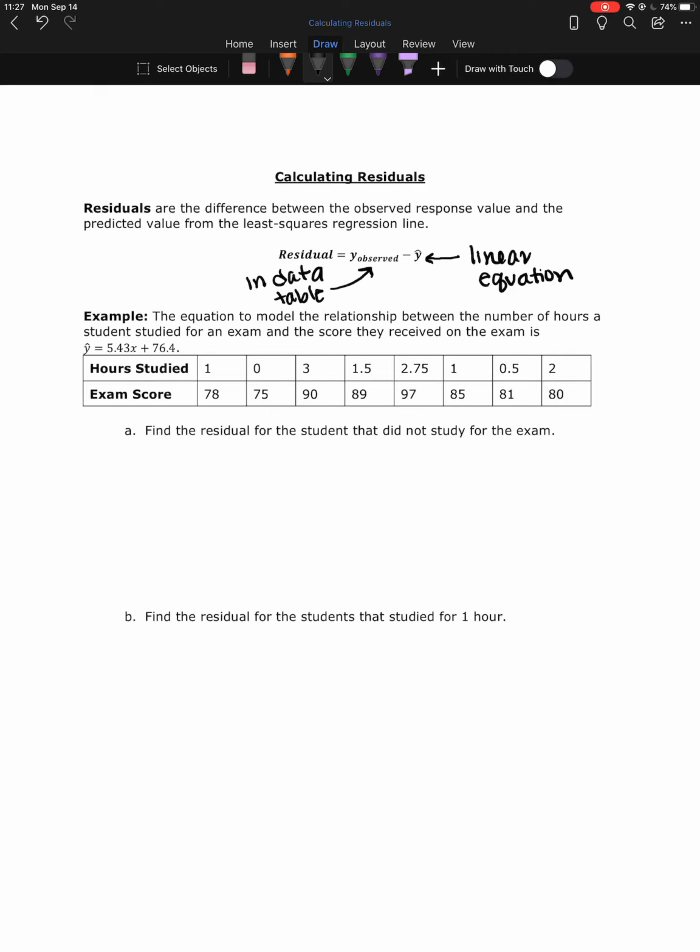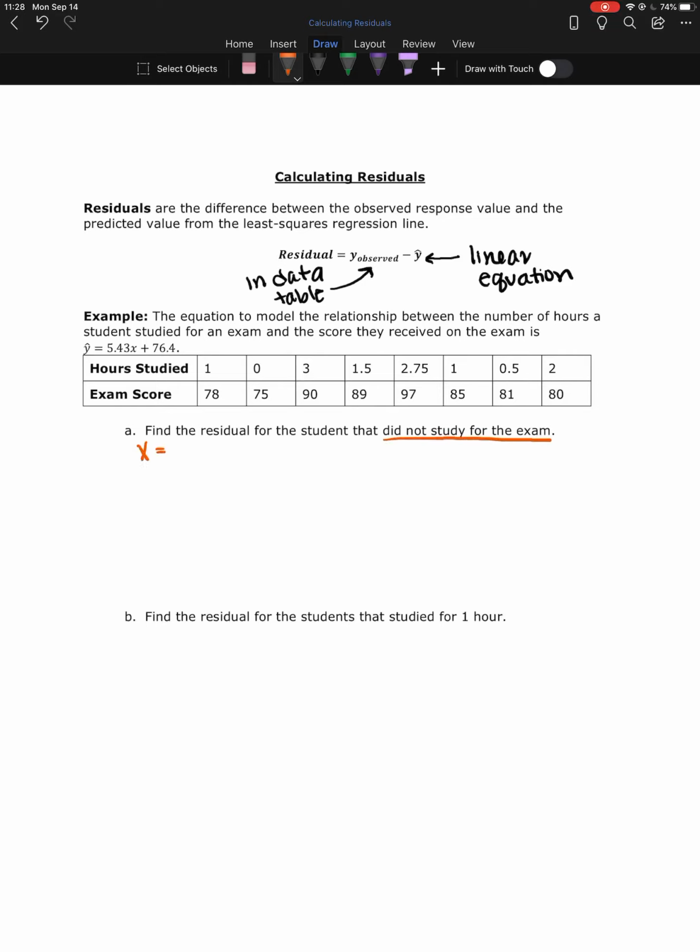So let's look at an example. We have an equation to model the relationship between the number of hours a student studied and the score they received on an exam. And the equation for that is y hat equals 5.43x plus 76.4. And I also have the original table of values that we used to create this linear model, because we need that data table in order to find the y observed value. So find the residual for the student that did not study for the exam.